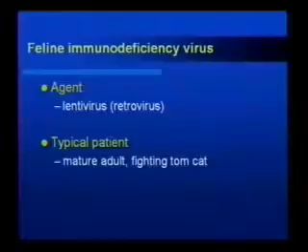Feline immunodeficiency virus is the next virus we'll discuss. This is also a retrovirus in another family called lentiviruses. This is the same family that HIV occurs in in people. In this case, the typical patient is a mature adult fighting male cat.